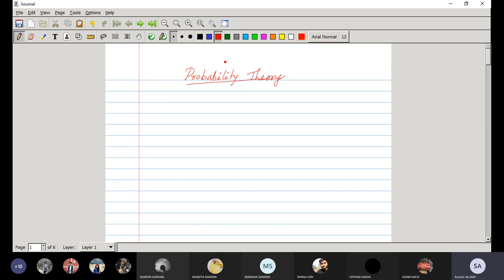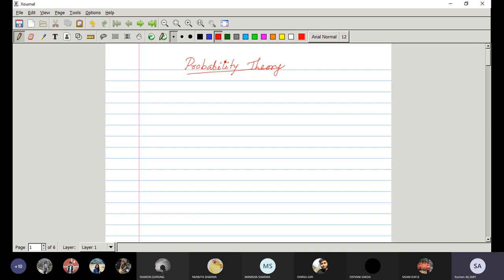Probability theory. Before going to the detailed discussion about probability theory, let us introduce some basic definitions. First definition, we'll see a random experiment. So what is a random experiment?